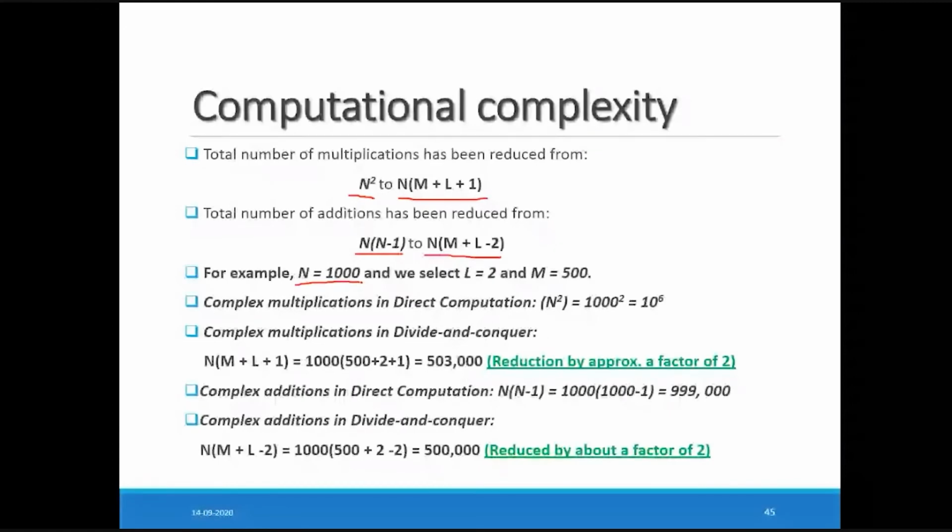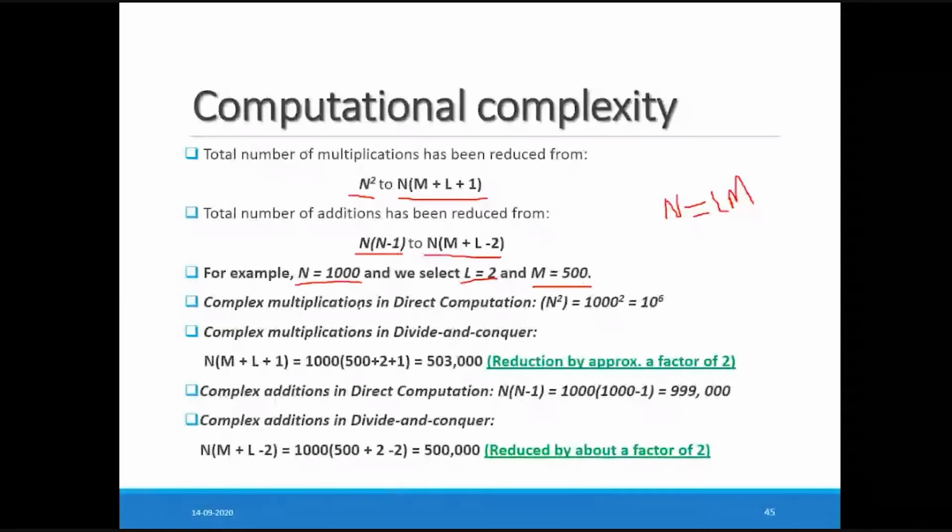So n is equal to 1000. This 1000 can be factored into two terms. I am taking L is equal to 2 and M is equal to 500. So L cross M will give you this number. Here we are factoring n into two factors, which is nothing but L into M. So I am taking L is equal to 2 and M is equal to 500.